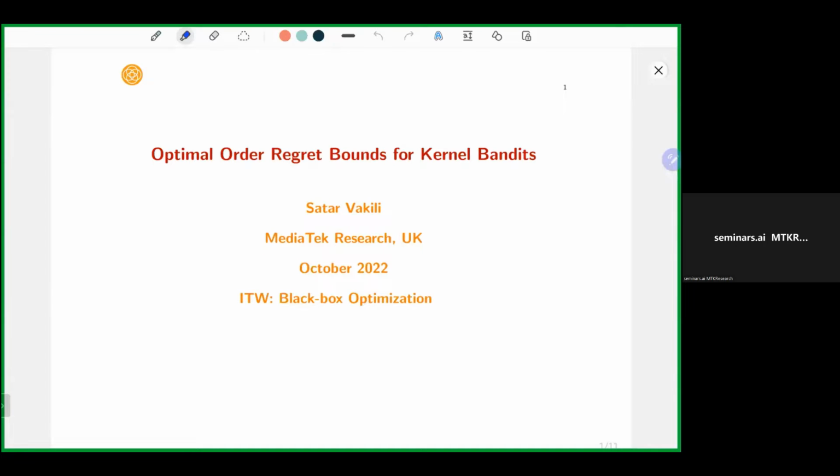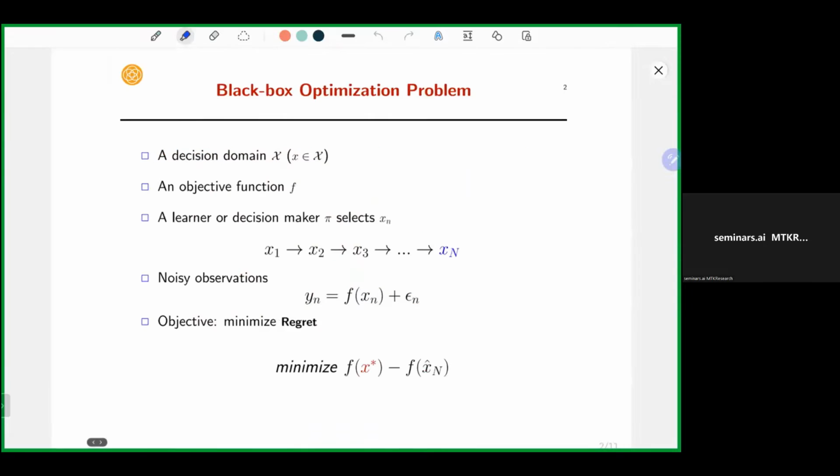Hello, I'm going to talk about optimal order regret bounds for kernel bandits. Let's see a formulation of the problem. There is a decision domain X, an objective function f, and a learner or decision maker selects a sequence of observation points from the domain, x1, x2, and so on, and receives the noisy observations y_n, where epsilon_n is the observation noise.